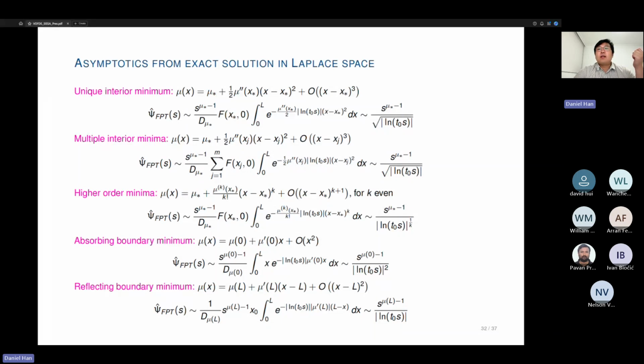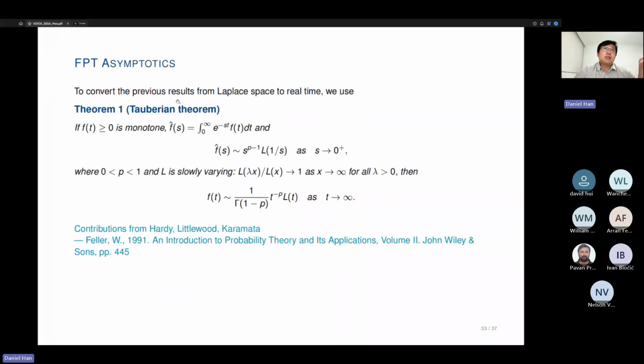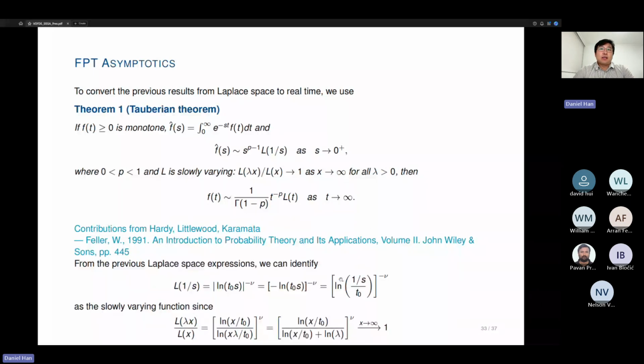And so if I then go to the next, to convert from Laplace space to real time, we can use Tauberian theorems, in this case, the Karamata Tauberian theorem specifically, and basically, we define this slowly varying function as lambda x on Lx goes to 1 as x goes to infinity. And we can define that as my log t0 s to the minus nu. And this nu is actually an order parameter that is determined by the geometry of where my minima is.